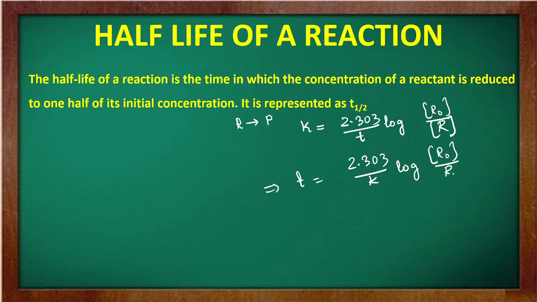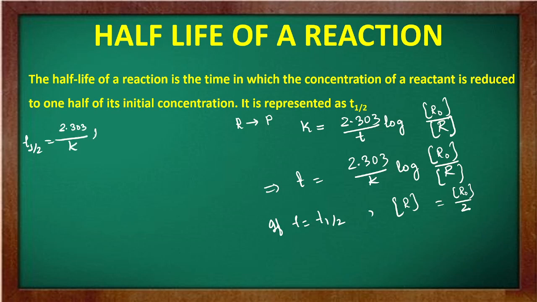Now if you once again substitute this, T will be equal to 2.303 by K log, then concentration of R naught by R. Then once again here, if T is equal to T half, then your concentration of R, this final concentration, it will be the half of initial concentration, मतलब R naught by 2 होगा. And now if you are going to substitute your value here, so let us see how we will substitute. We will get T half is equal to 2.303 upon K, then log.